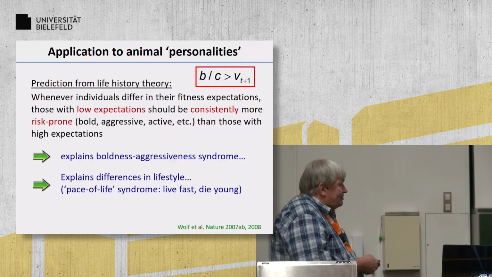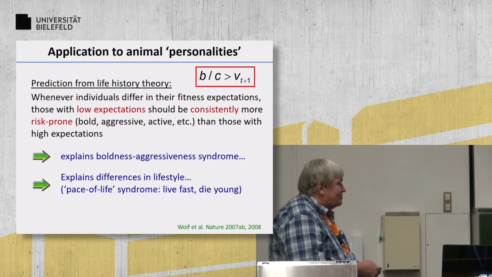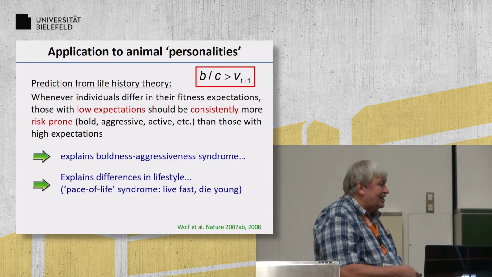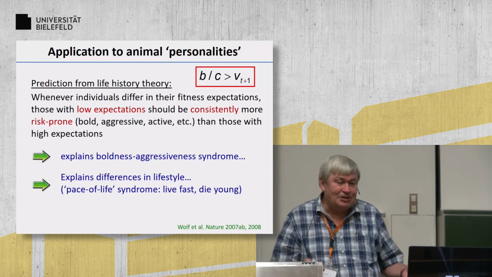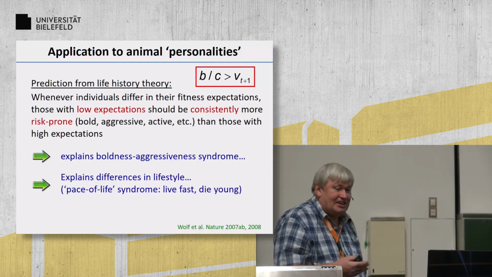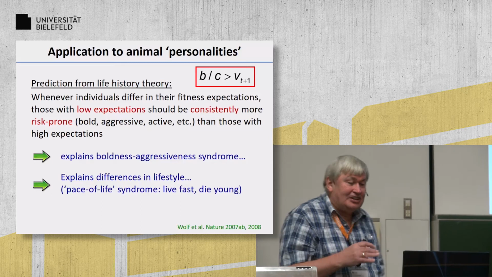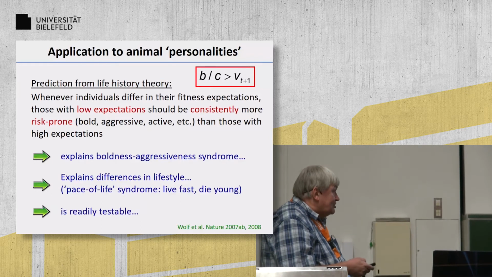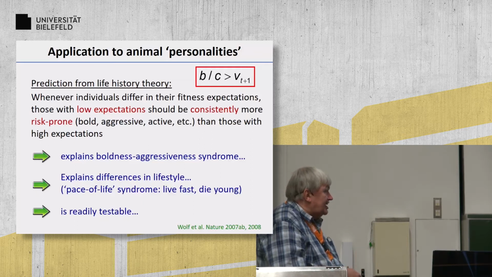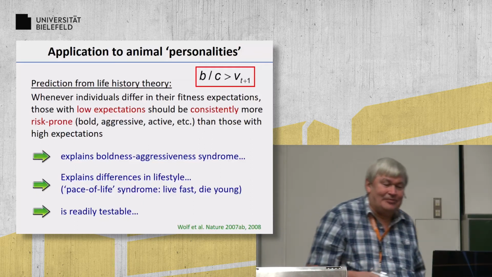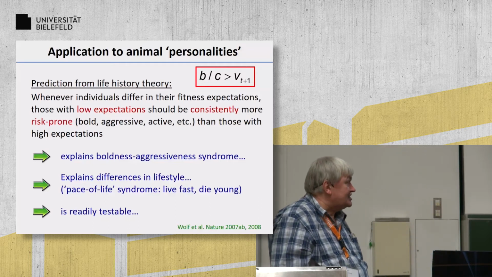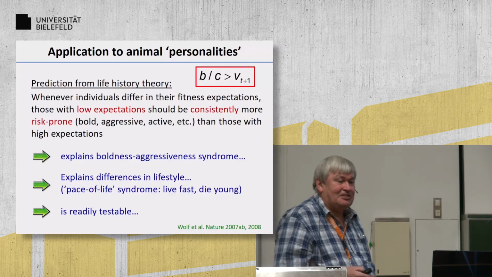As in humans, you also find in animals something like the pace of life syndrome. Some individuals have a tendency to live fast and die young, taking high risks in order to get high output, whereas others have a much more hidden lifestyle. And the most important thing here is that this simple principle from life history theory is readily testable. If there's time, in the discussion I could say something about some really nice tests of this general kind of idea.